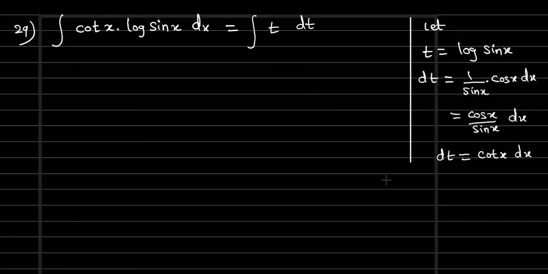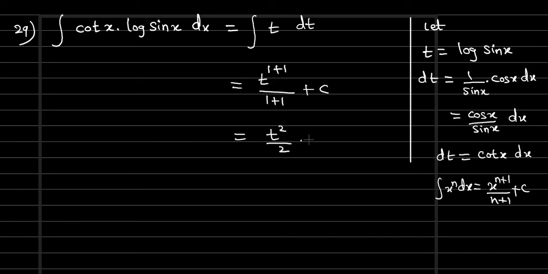That's all. Now integral x power n dx. What is the formula? x power n plus 1 by n plus 1 plus c. So as per the formula, we are going to integrate this. So what power we have here? Power 1. Whatever power we have, we have to put plus 1 to that. So plus 1. Now the same power we have to repeat in the denominator, and then plus c. So the answer is t square by 2 plus c.